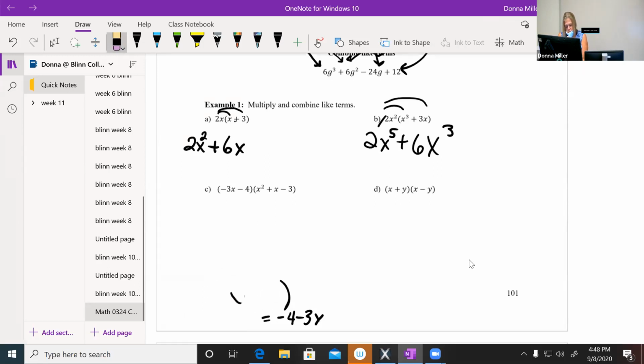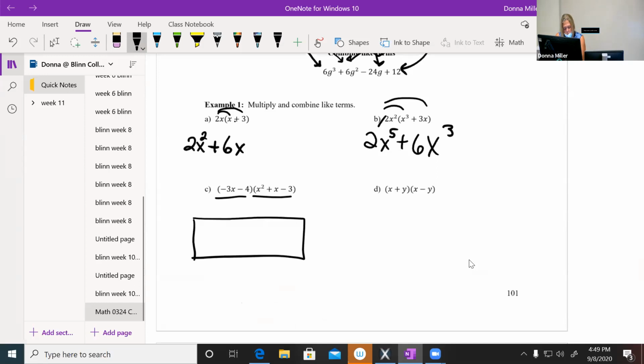All right, I'm going to show you guys the box. If you're a fan of the box, that's fine. I'm just going to refresh your memory. I'm not a fan of the box, but if you like it, you can use it. It's a little longer. So what you do to set up a box: there are 2 terms in this one and 3 terms in this one, so you make a 2 by 3 box. It doesn't matter how it looks, it's just got to be 2 by 3.